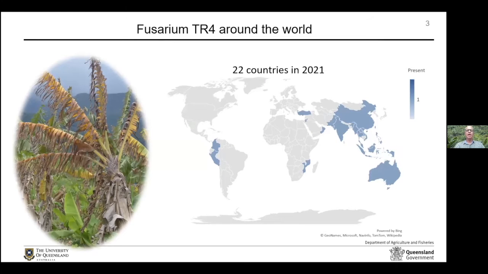As we've already heard, Fusarium tropical race 4 is spreading around the world. There are now 22 countries where the disease has been found, and most recently, 5 new farms have been located within Peru in South America.